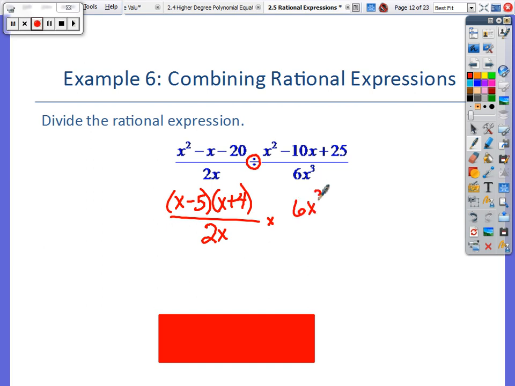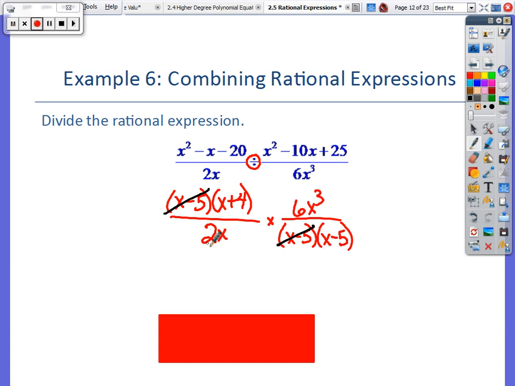So the 6x cubed goes on top. On the bottom, I'm going to go ahead and factor that, and that's going to be a perfect square trinomial, x minus 5, or x minus 5 squared. And now what we can do is look to vertical cancel or cross cancel. Now, x minus 5, most students see that one first. I can only get rid of one of them, okay?